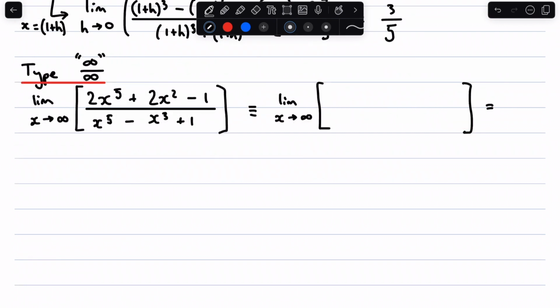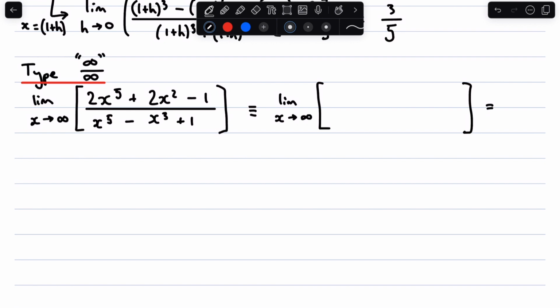If we now consider the type infinity divided by infinity, we can't generally always use L'Hopital's rule, so a better rule to use is what I'm about to show you. So if we look at this function as in the limit x tends to infinity of 2x to the 5 plus 2x squared minus 1, all divided by x to the 5 minus x cubed plus 1, we can see that's going to be infinity divided by infinity, but this is undefined at the moment.